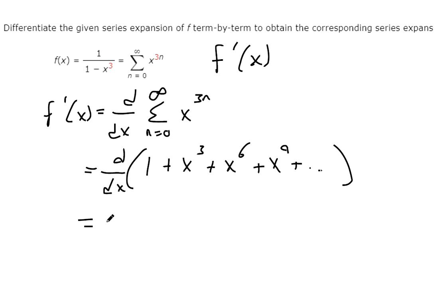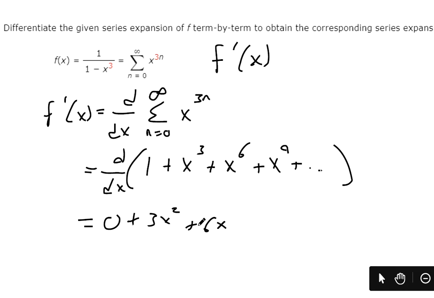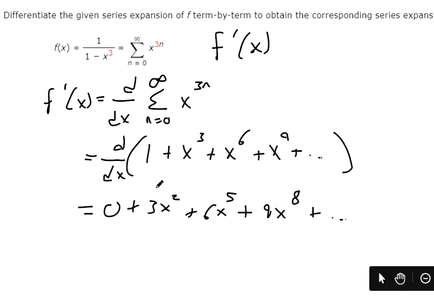So if we differentiate each term, we get 0 here, 3x squared, 6x to the 5th, and then we get 9x to the 8th. So a pattern is forming, and we can use that pattern to help us create the series. The powers are going up by 3 every time, and then the coefficients are multiples of 3.